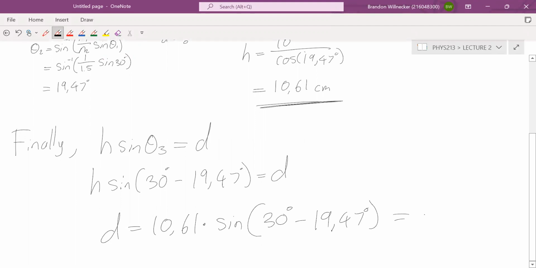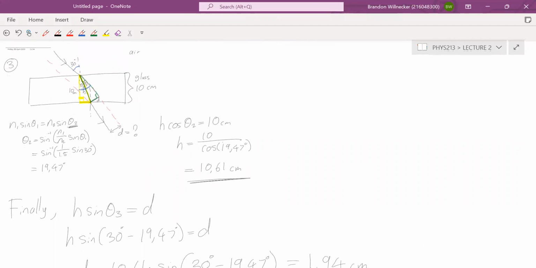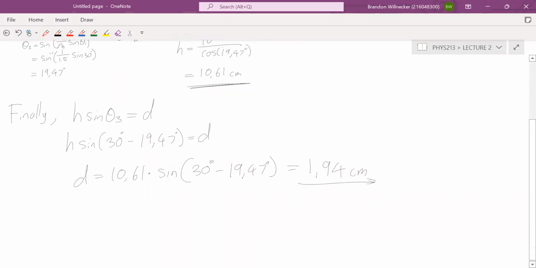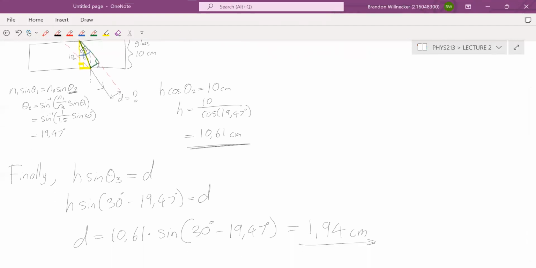Just put that in your calculator. We get 1.94 centimeters. So that is the shift in the light rays. It came in at 30 degrees, and then the exiting ray is shifted by this amount, the 1.94 centimeters, but it remains parallel. So the exit ray going out and the entering ray coming in remain parallel, but just shifted by a bit. That shifting amount is 1.94.